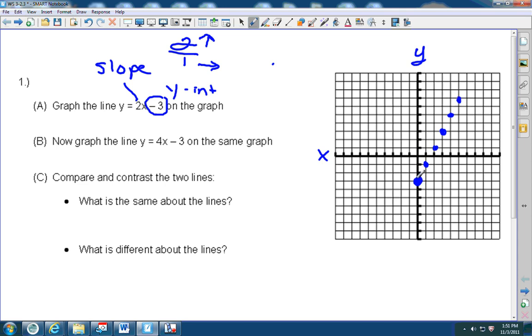Now, the other thing I can do is I can go backwards. And by going backwards, I'm going to go down 2 to the left 1. Down 2 to the left 1. Now I can draw my line.